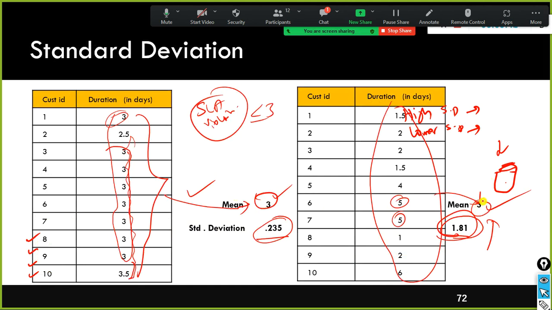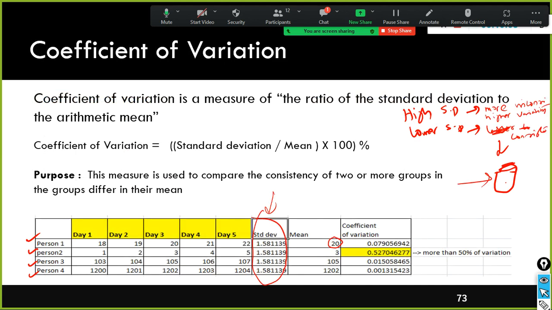Here both the means are same. Hence, just because both the means are same, we cannot draw a conclusion. What we did, we went one step further and we used standard deviation. With the help of standard deviation, we are able to spot which shipper is not delivering it consistently. But in this case, standard deviation, if you take it, all the values are same.